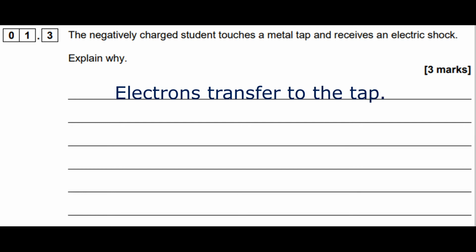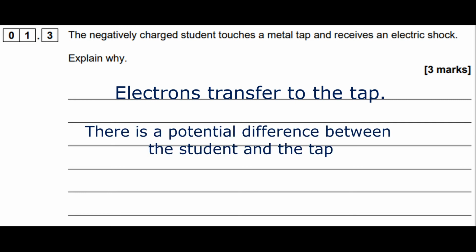It's worth 3 marks. So you need to discuss the difference in charge between the tap and the student, the potential difference, the area of high charge to the area of low charge. So there is a difference in charge between the student and the tap. This causes the electrical charge to flow to the tap. And the final mark here, you perhaps didn't see it coming, is that the tap is now earthed, as in there is a route from the student straight down to the earth for those charges to flow.